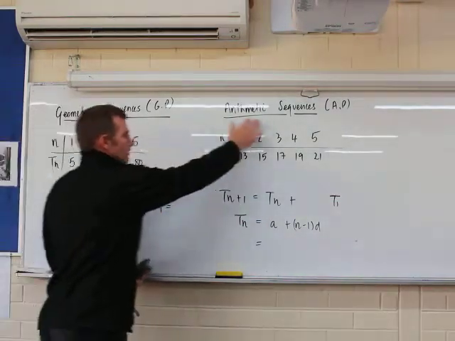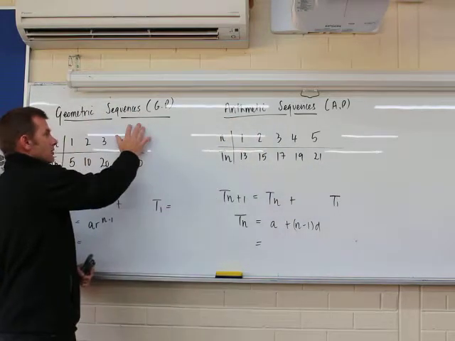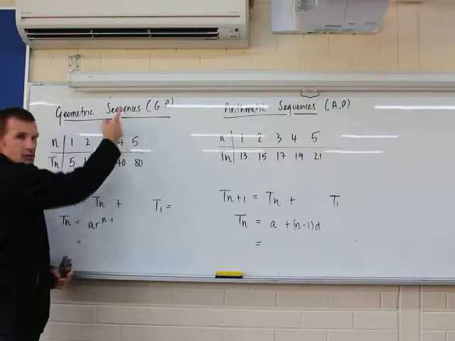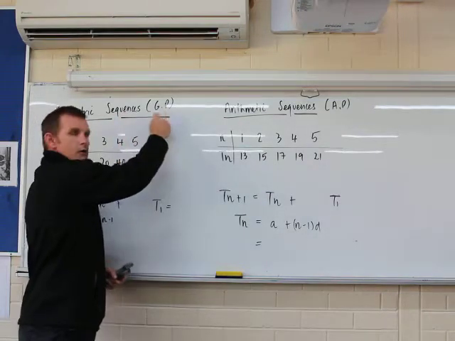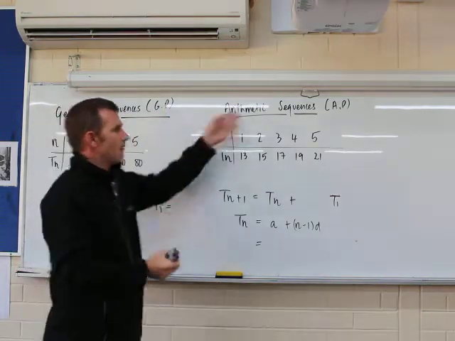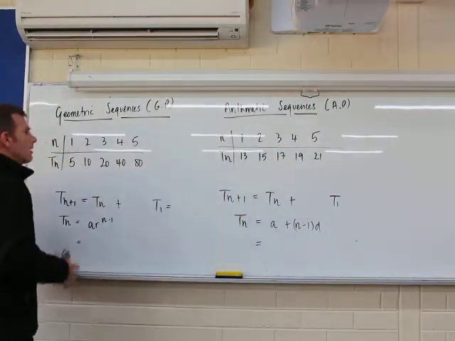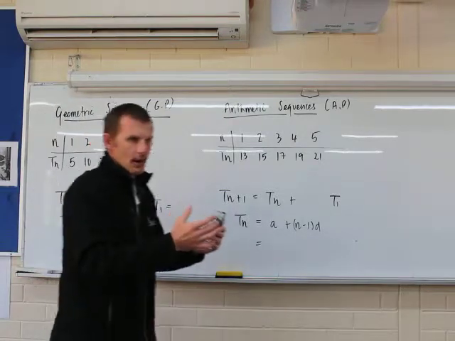So two different types of sequences we have. We've got geometric and we've got arithmetic. Now, you either call them a geometric sequence, which is no problem, or a geometric progression. Similarly, arithmetic sequence, arithmetic progression. You'll hear both of those terms coming through. So what's the difference between geometric and arithmetic?